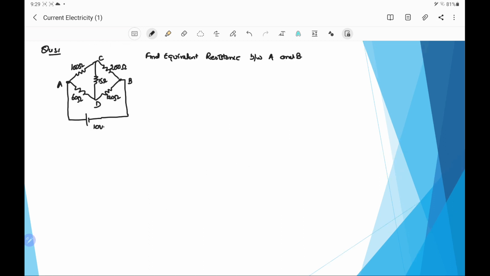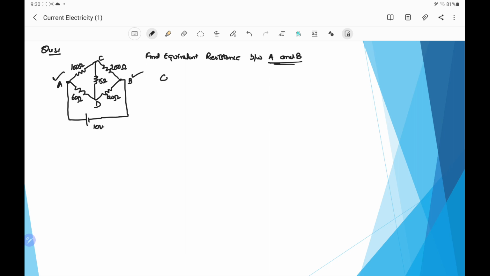Let's take one question. Here in the given network, we have to find the equivalent resistance between the terminals A and B. This is the terminal A and B. Across this, we have to find the equivalent resistance. If we check the network, this is a network like the Wheatstone bridge. And first we will check whether the condition of the Wheatstone bridge is satisfied or not.